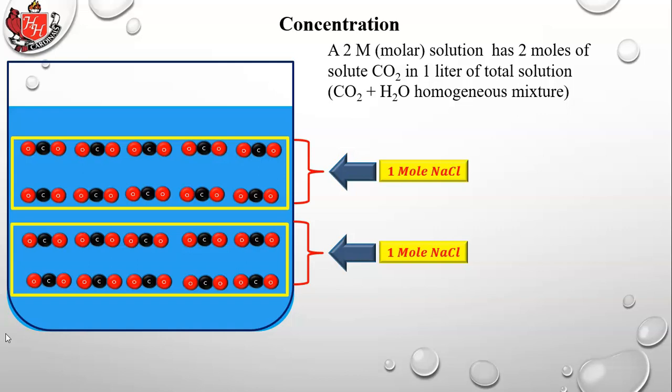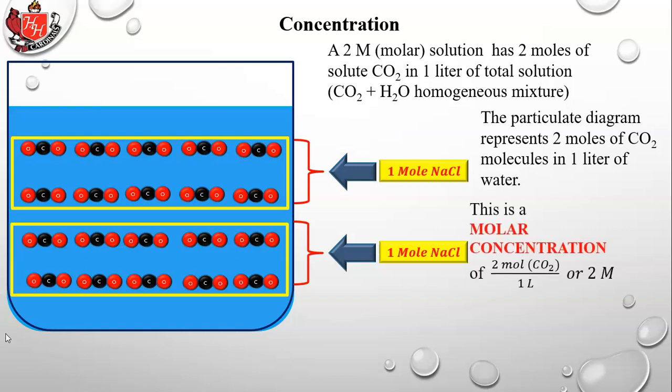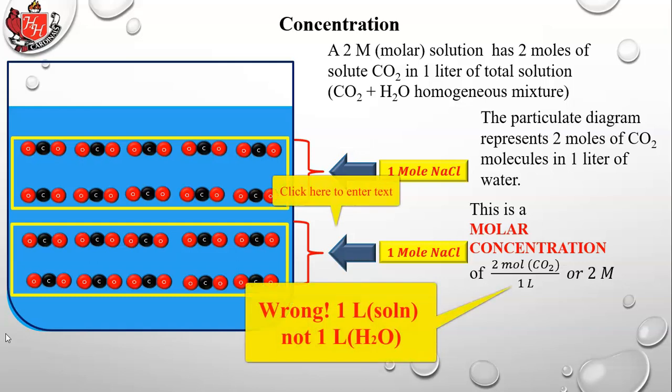That's CO2 plus H2O, and that's a homogeneous mixture. The particulate diagram represents 2 moles of CO2 molecules in 1 liter of water. This is a molar concentration of 2 moles of CO2 per 1 liter of water, or 2 molar, 2 capital M.